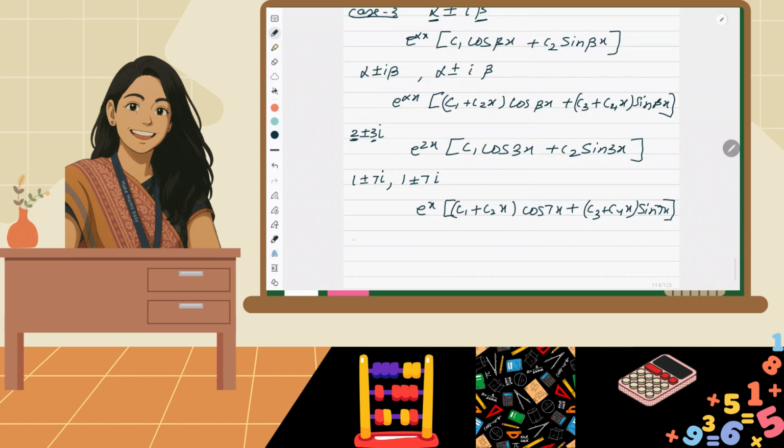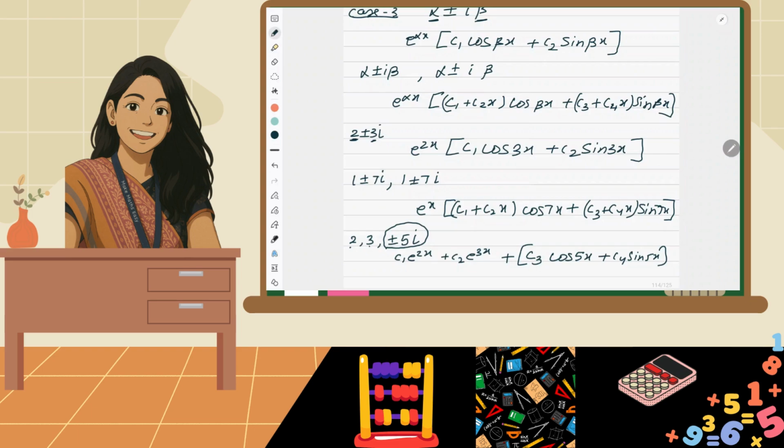Suppose you have the roots, say, 2, 3 plus minus 5i. So how will you write? First, 2 is a real root, so c1 e to the power 2x. 3 is a real root, plus c2 e to the power 3x. Then this is a complex root, but alpha is 0, so e to the power 0x is 1. So no need to write that. Then c3 cos 5x plus c4 sin 5x. So this will be my complementary function. So this is how we have to find out the complementary function.